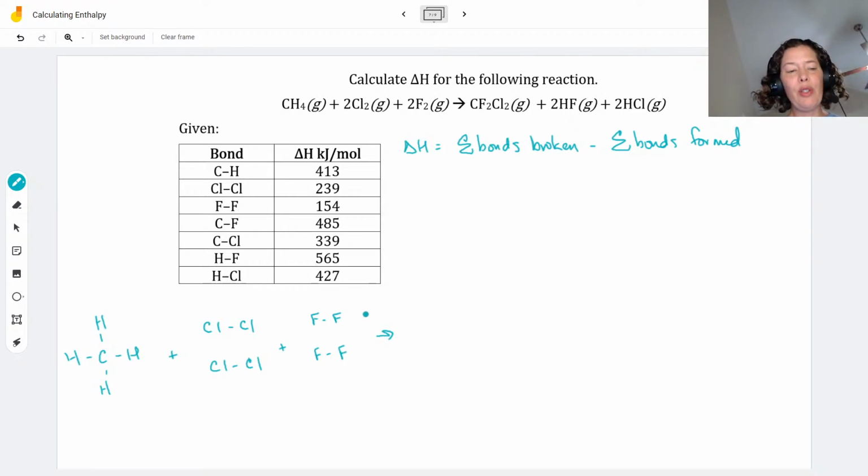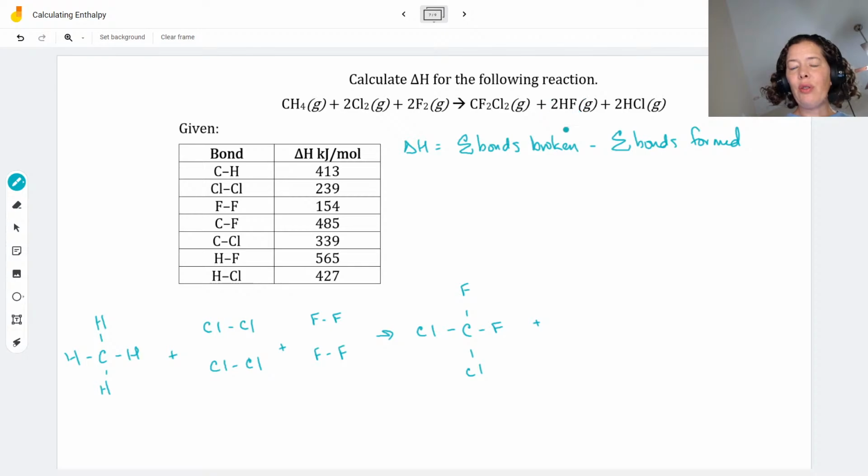So now I'm going to my products. I'm going to take my CF2Cl2 and show all of those bonds. So now what I've got is carbon bonded to 2 fluorine atoms and 2 chlorine atoms. Again, I am not showing my lone pairs here.